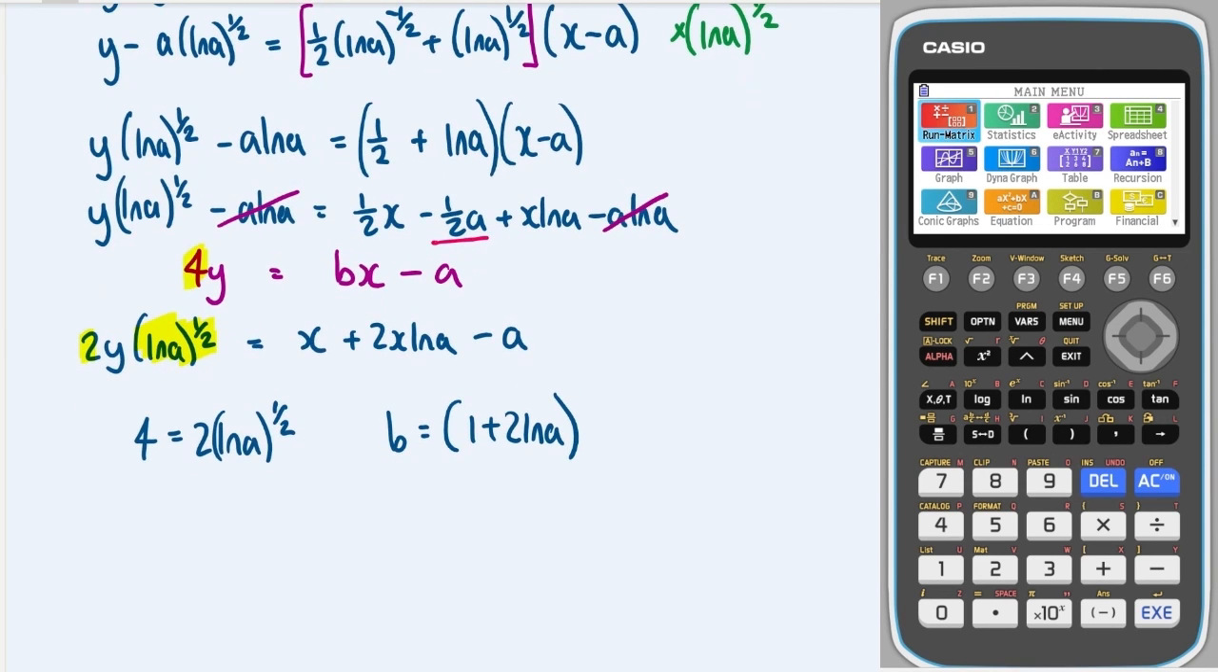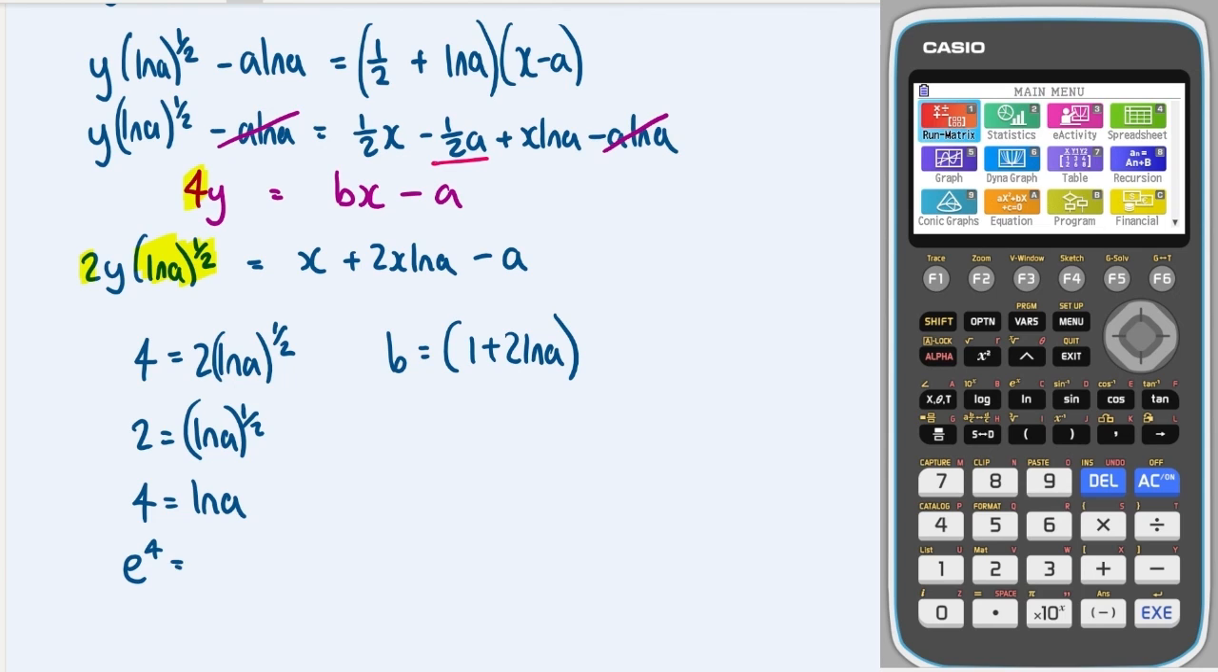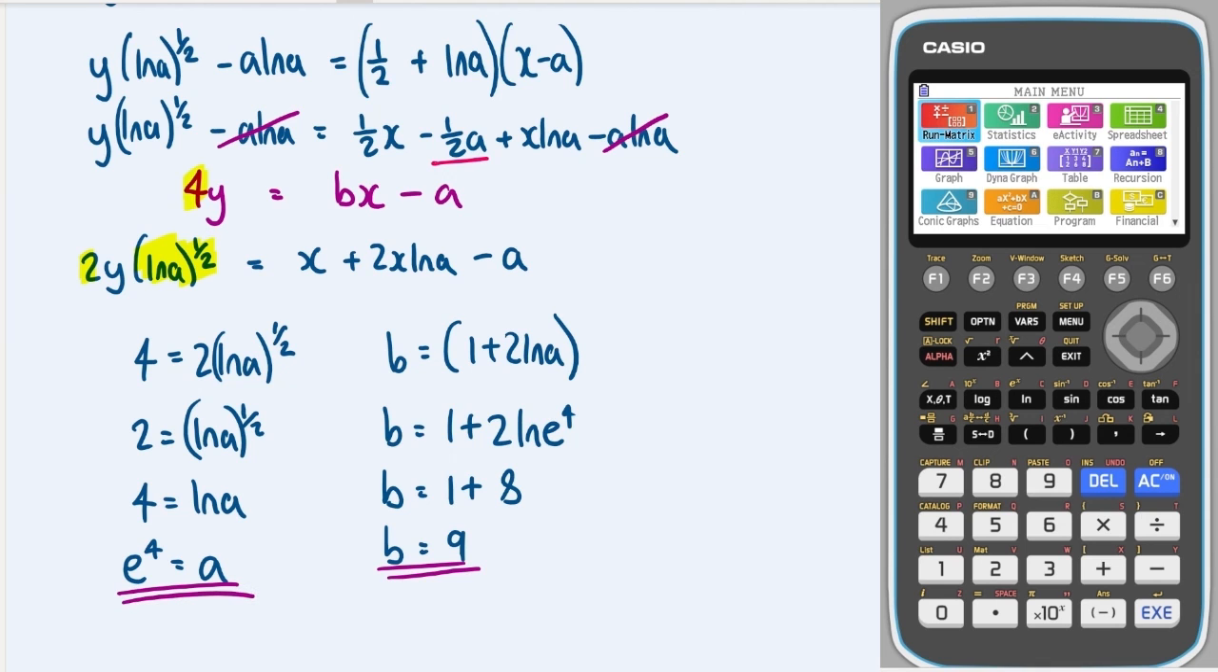Okay, so we can solve these two equations to find a and b. We can divide both sides by 2 first, and then we can square both sides, and then we can take e as the base of both sides to get a. Great. And then over here we can say that b is equal to 1 plus 2 lots of ln e to the 4. So therefore b is equal to 1 plus, that's 8, so b is equal to 9. And there we have it, our final answers.